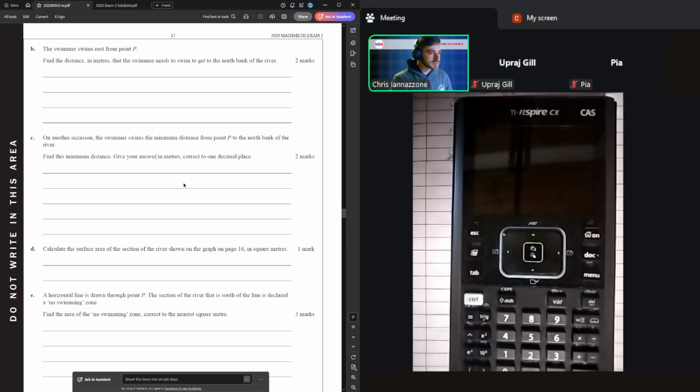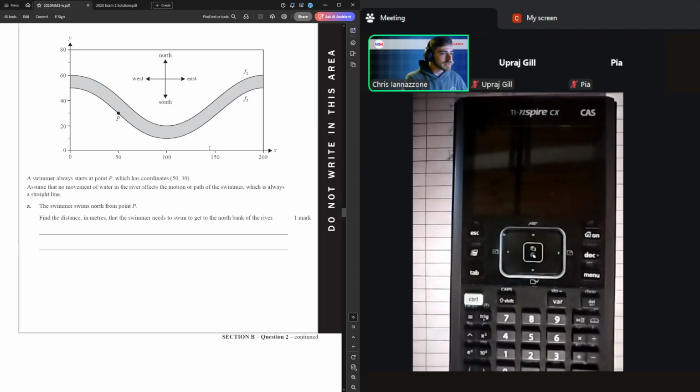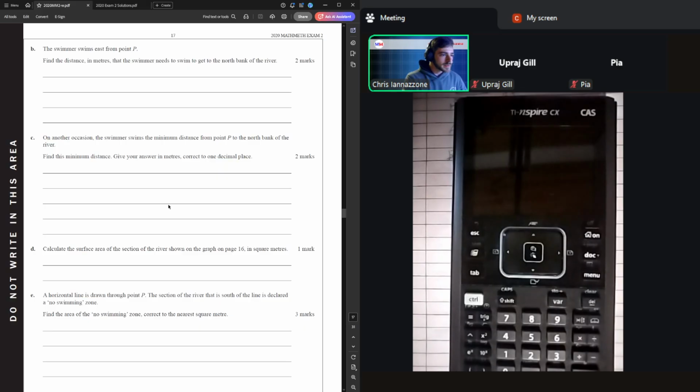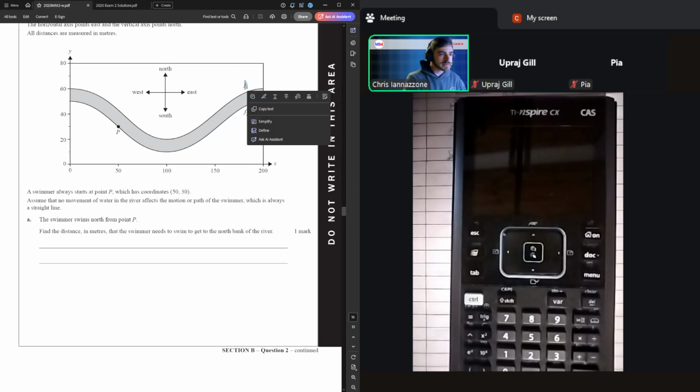So minimizing distance. First, you need a distance equation. You know where the point P is, you're given the coordinates of that already. What you also know is that it has to intersect the north bank. So the north bank is the f1 function, so your other spot is going to be some point x comma f of x, specifically using the f1 function.